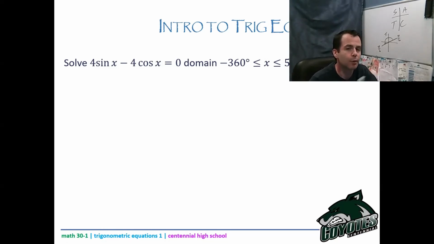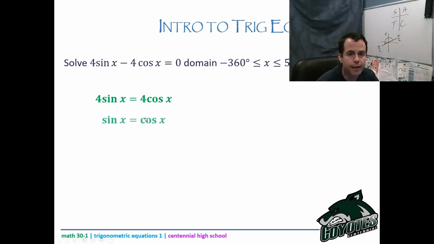So the first thing you probably want to do there is divide by 4. That makes sense. Or just bring the cos over. I chose to bring the cos over before I divided by 4. Doesn't really matter which one you do. So I brought the cos over and I divided by 4. So that leaves me with sine of x equals cos of x.